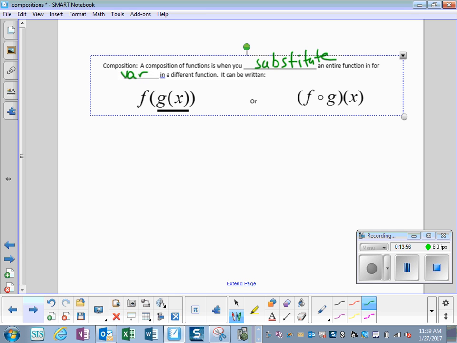So if I start with f of x, right, and I also have g of x, my f of g of x is, I use my f, and instead of x, I take the whole expression for g of x and put it in. And we'll practice.